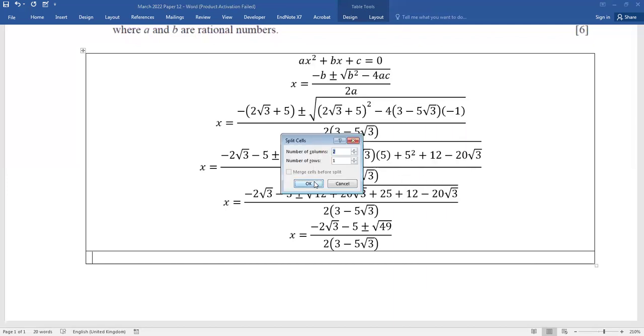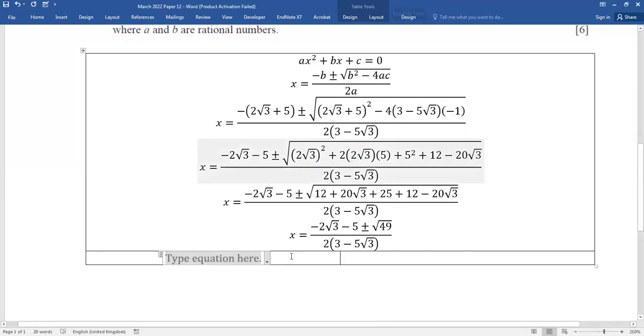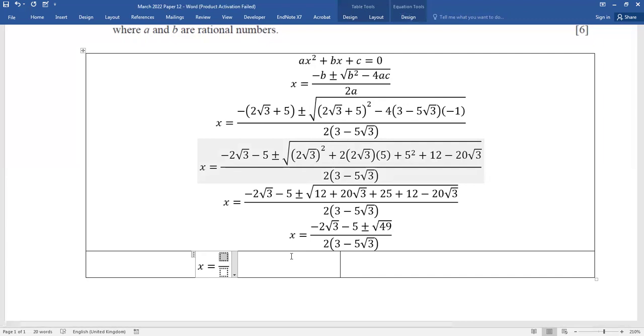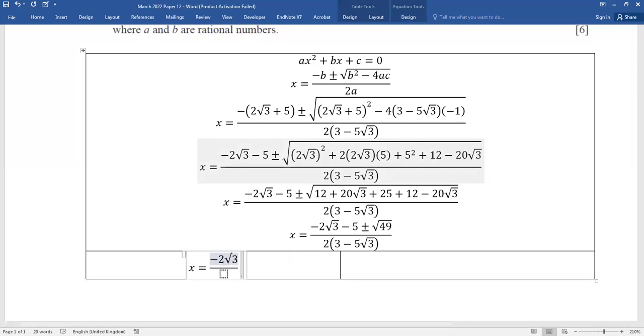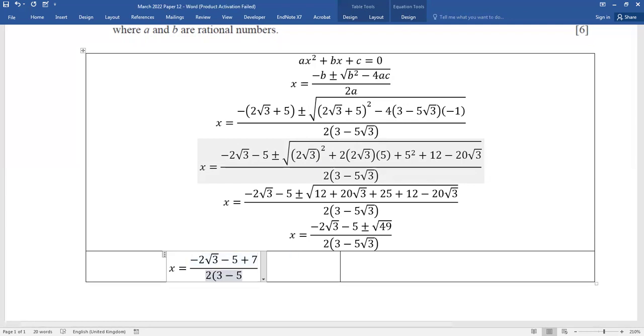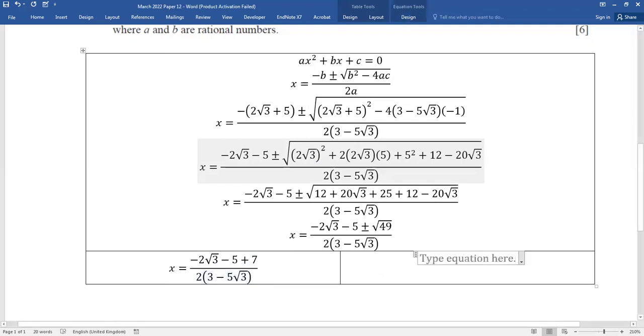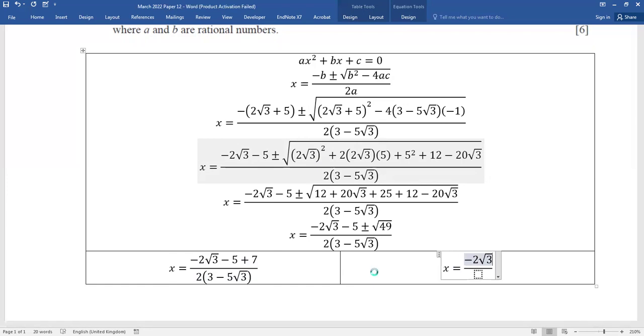So there is no need to get upset. Write down these steps in order to avoid error. I've been telling you from the very first day, we do many steps not because we need them, we do many steps because we want to avoid error. Is that right? Yes, sir. X is minus 2 square root of 3 minus 5 minus 7, 2 bracket 3 minus 5 square root of 3.